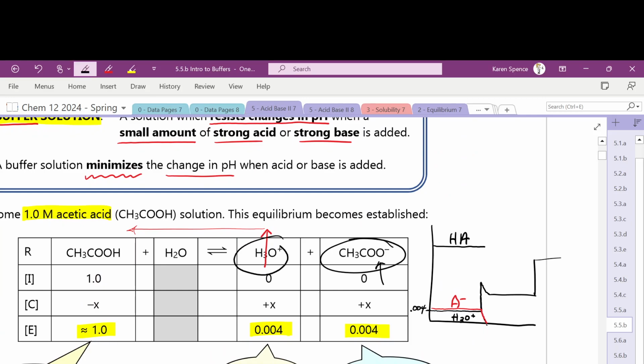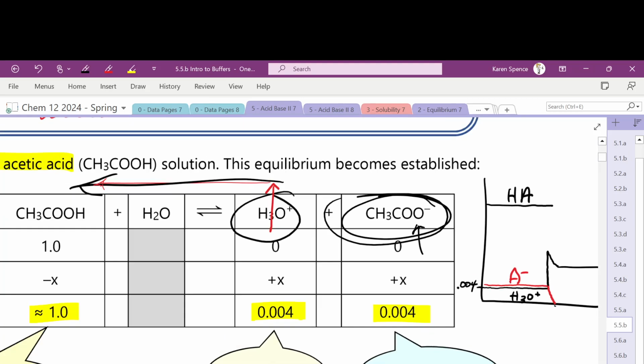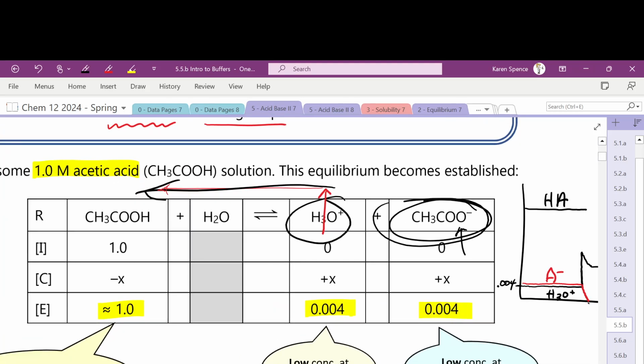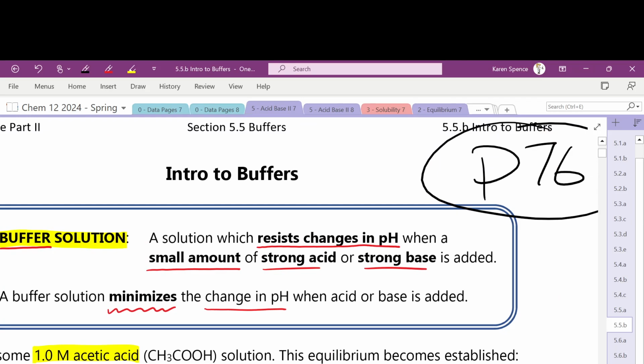In order to go this way, you need 2 reactants. You need CH3COO minus and you need H+. If you run out of CH3COO minus, H3O plus has nothing to react with and that equilibrium cannot shift. So is this situation here just plain old acetic acid? Is that a good buffer? It's not a good buffer because it can resist a change if we add some strong base, but not if we add strong acid. And a buffer solution can do both.